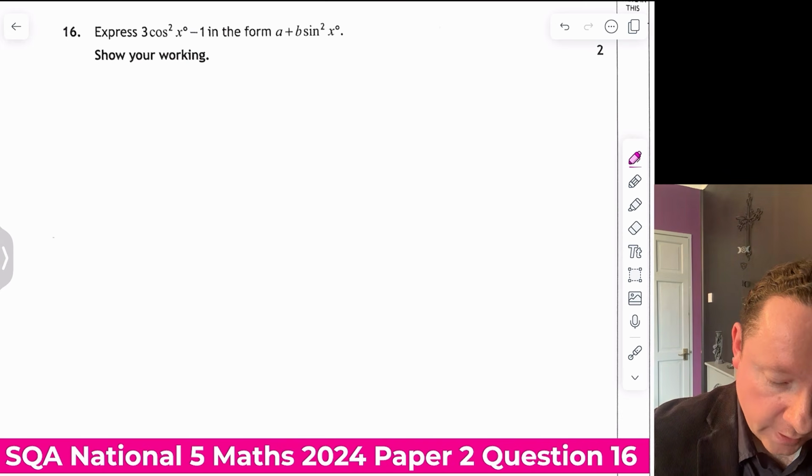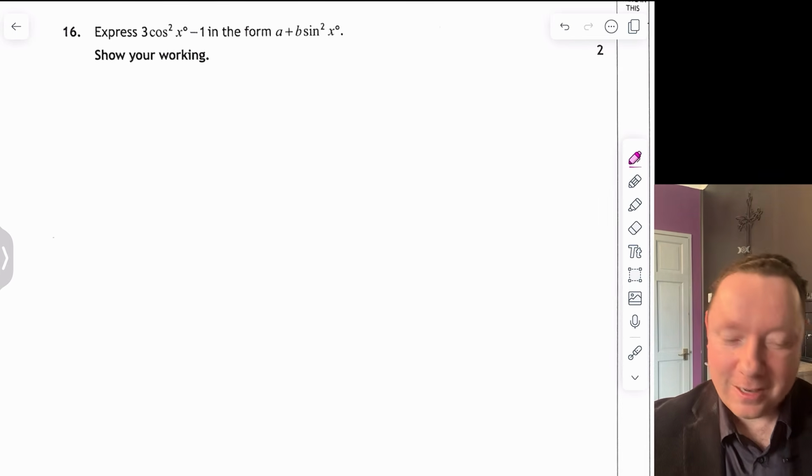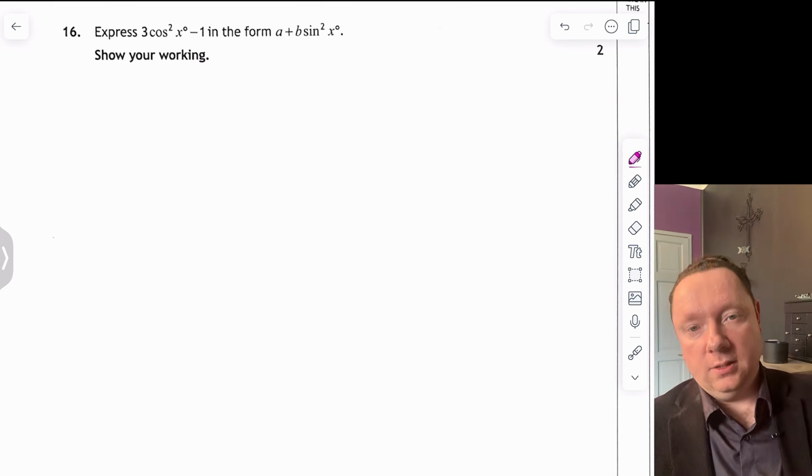SQA National 5 Maths 2024, Paper 2, Question 16. Express 3 cos squared x minus 1 in the form a plus b sine squared x. What the hell? That looks tricky, doesn't it? I bet you everybody thought that one was tricky. There's 2 you need to know at National 5.